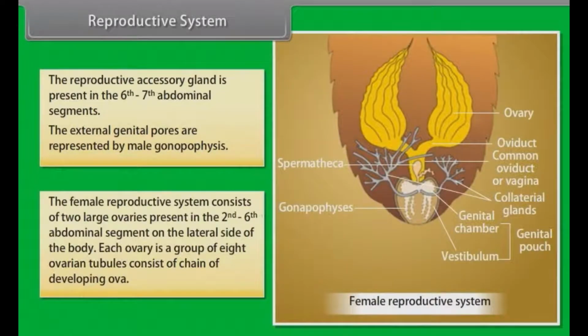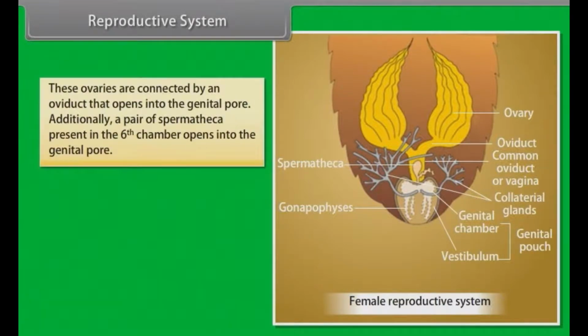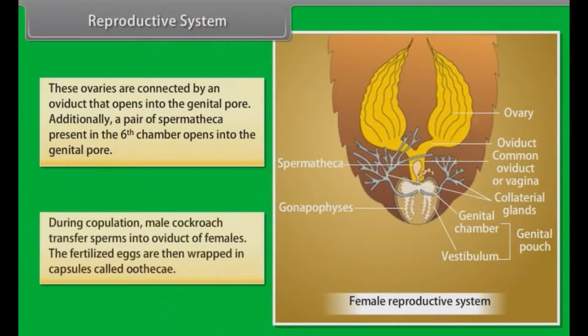The female reproductive system consists of 2 large ovaries present in the 2nd to 6th abdominal segments on the lateral side of the body. Each ovary is a group of 8 ovarian tubules, consisting of a chain of developing ova. These ovaries are connected by an oviduct that opens into the genital pore. Additionally, a pair of spermatheca present in the 6th segment opens into the genital pore. During copulation, the male cockroach transfers sperms into the oviduct of the female.